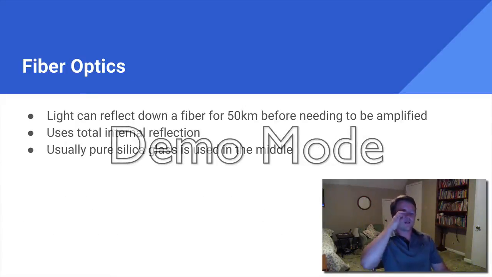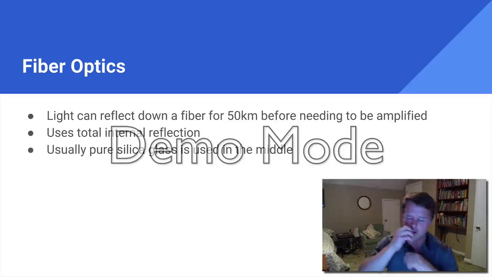Fiber optics. Light can reflect down a fiber for 50 kilometers before needing to be amplified. That's because the light in the fiber optic strand will reflect back and forth, eventually just going straight down the fiber optic line. It uses total internal reflection. Usually pure silica glass is used in the middle. That's just a fact that you might want to know.